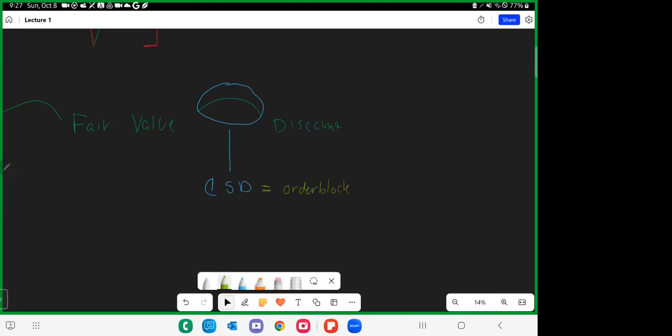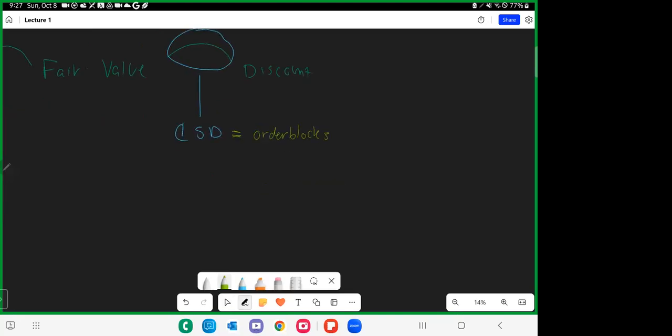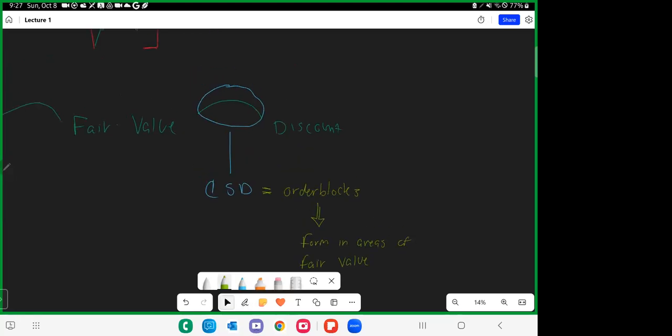So order blocks form in areas of fair value. You should be taking note of that. And the reason we say that is because this market is trading from fair value to discount, discount to premium, premium to fair value. Well, how does it go from fair value to discount? It has to change states of delivery. What is the change in state? The change in state is the order block.